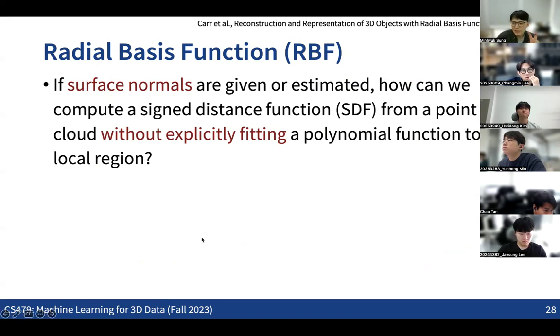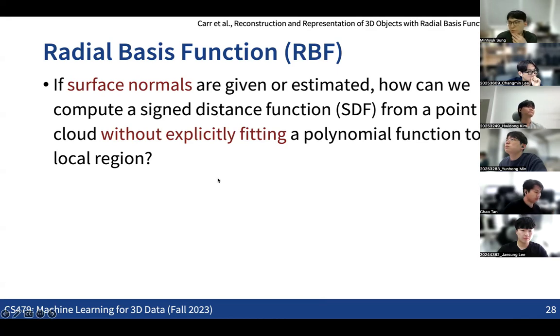Without having any explicit fitting of some explicit function, is there any way that we can optimize some kind of implicit function globally for all the points, given the point information and also the surface normal information? So that's another idea on how we can still do a conversion from the point cloud into the implicit function, but using the additional surface normal information.